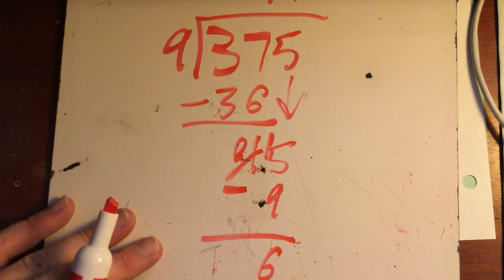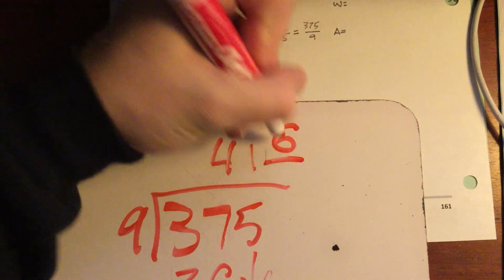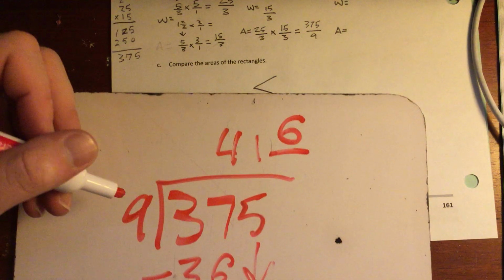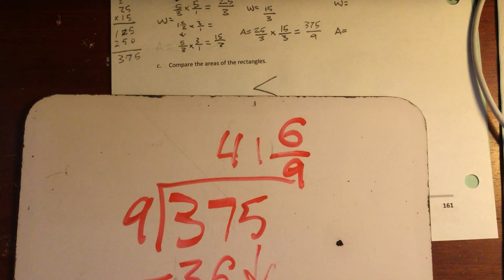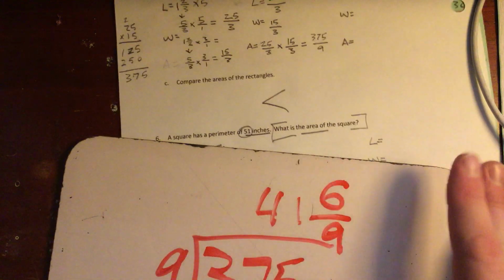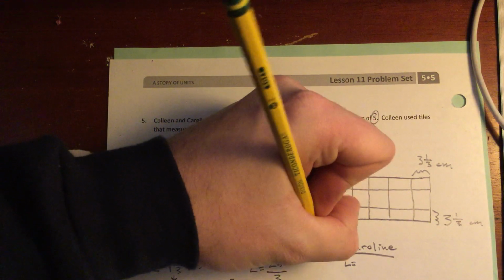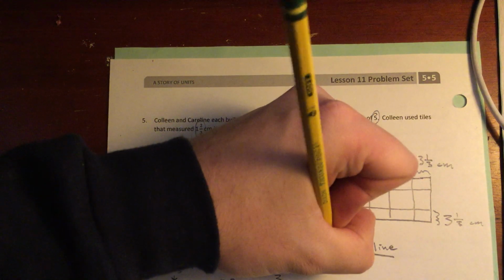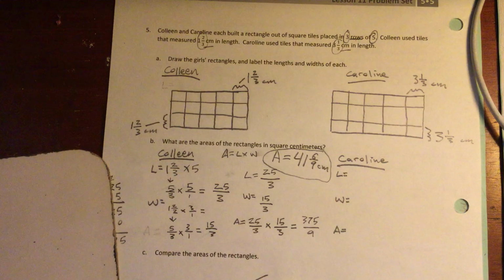Now I know that I can rewrite this remainder as a fraction. My remainder is going to be my numerator, and the divisor, the number I'm dividing by, is going to be my denominator. So my answer for the total area for Colleen is 41 6/9. So our area equals 41 6/9 centimeters. I'm going to circle that so I know. Now we're going to go through the same process with Caroline.